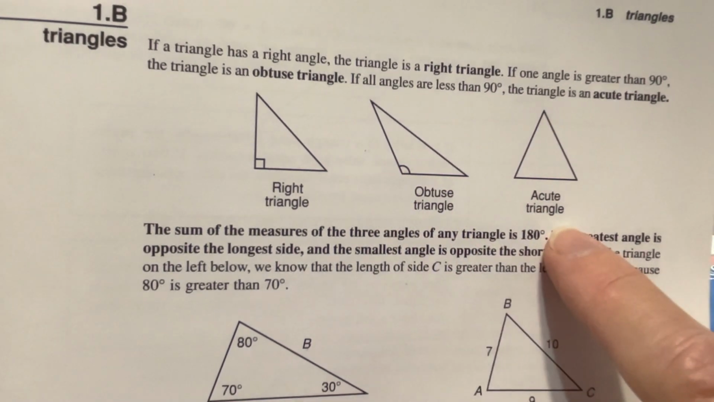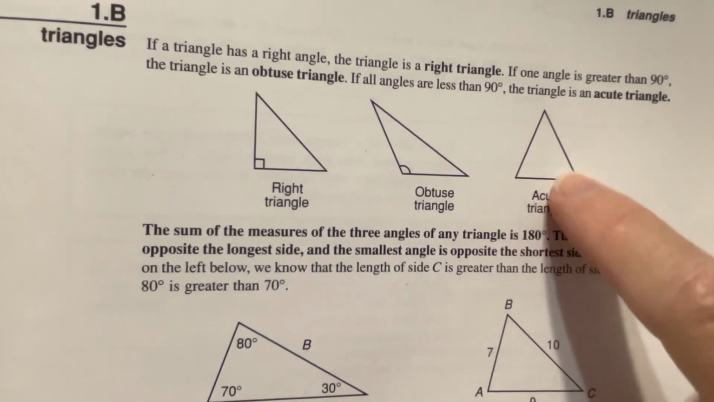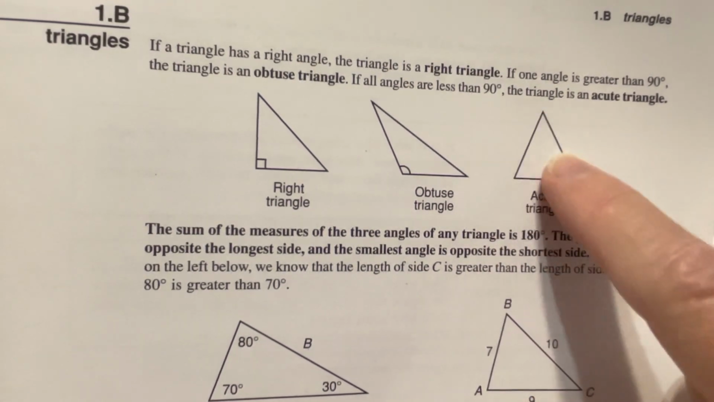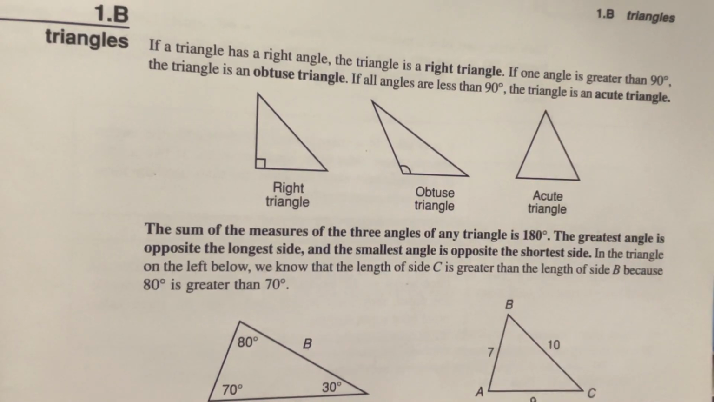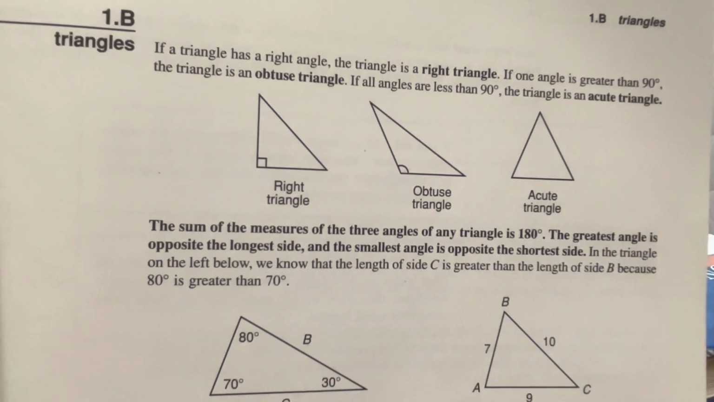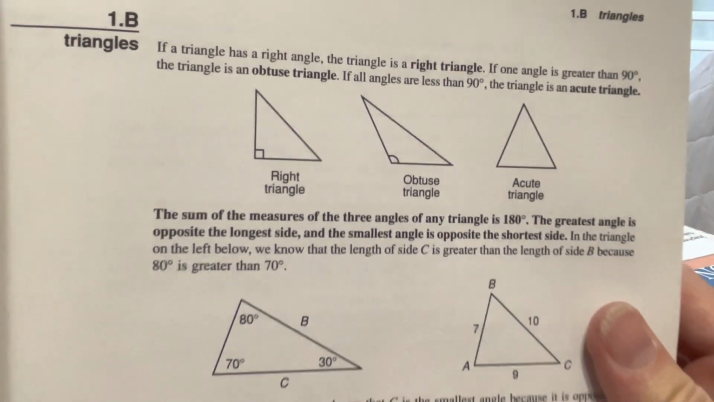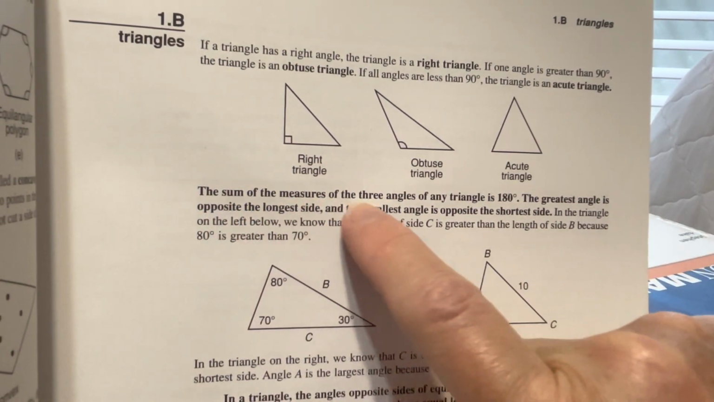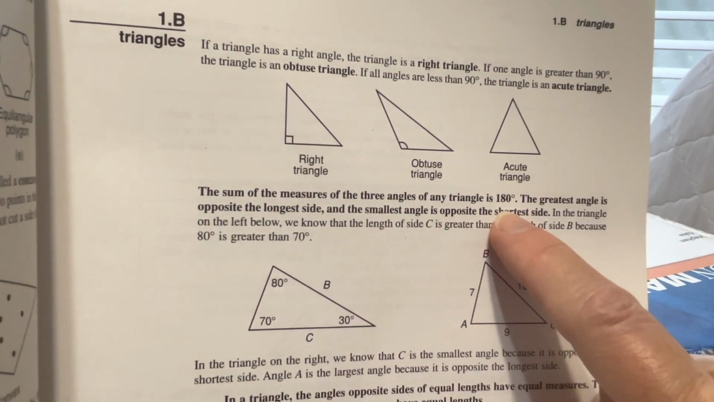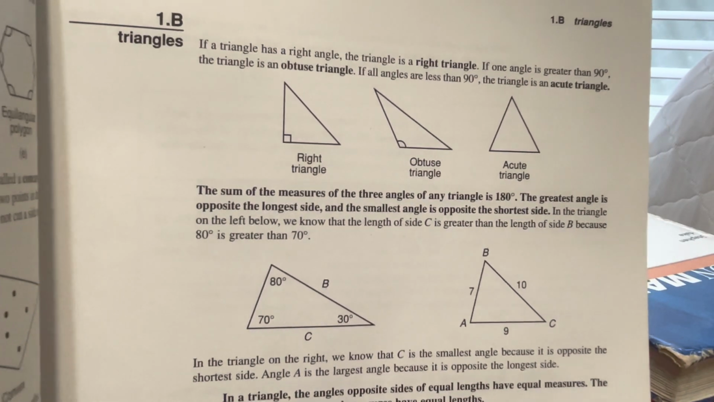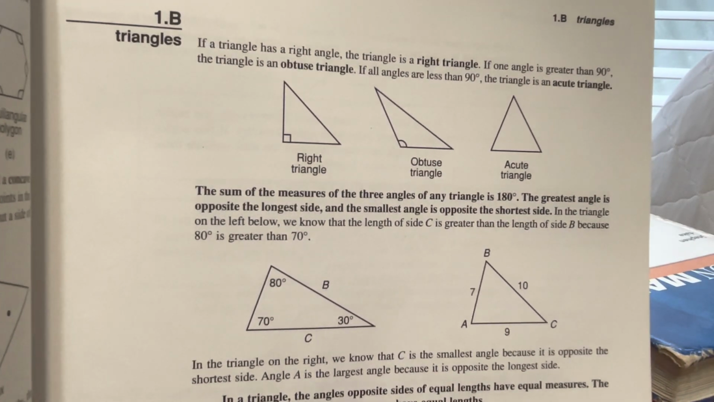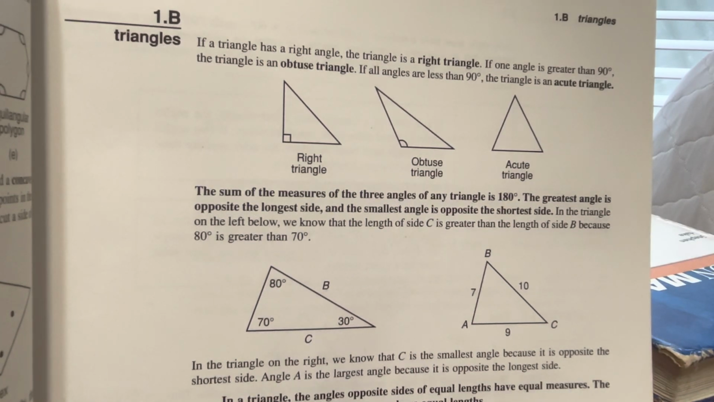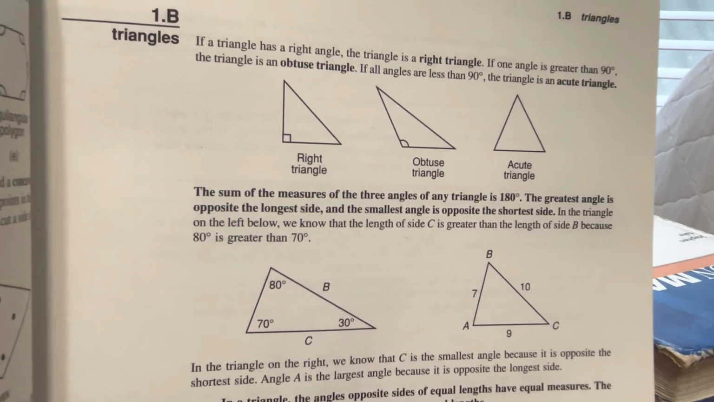And then acute. I always remember that, a cute little baby. So we've got acute angles, smaller than 90. All of the angles are acute. Down here, the next section, we're talking about the sum of the measures of the 3 angles in any triangle is 180. That is one of the most important rules in geometry, and we're going to use it a lot as we encounter things in this book.